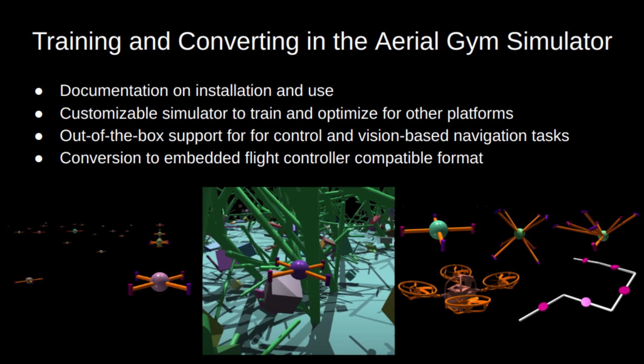For training and converting, we use the Aerial Gym Simulator. It is a modular, highly parallelized simulation environment for training neural networks for arbitrary multi-rotor configurations. The simulator offers out-of-the-box support for control and vision-based navigation tasks. Aerial Gym also includes the Python script for converting PyTorch networks to C source code that can be used in PX4.